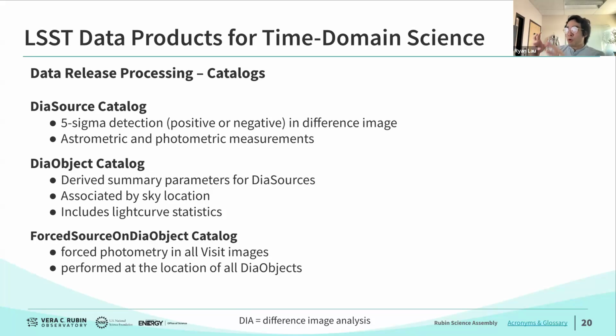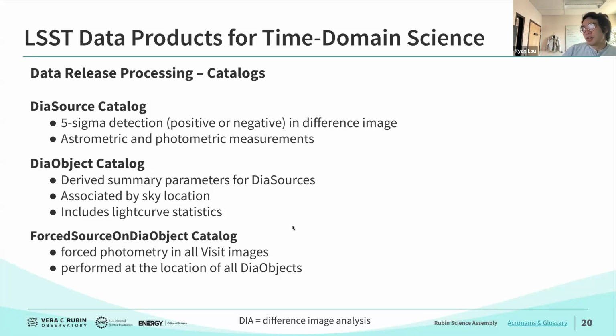And this will include more statistical information about the grouping of DIA sources that fall in that particular region of the sky. Typically, you would think it's associated with one type of astrophysical transient or variable, but there could be some confusion there sometimes if it's a crowded field.